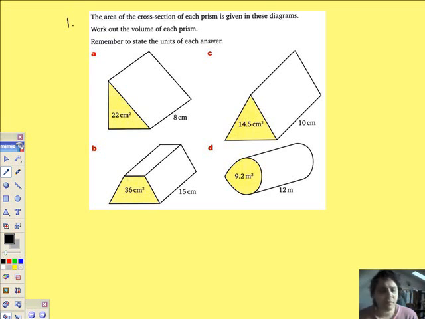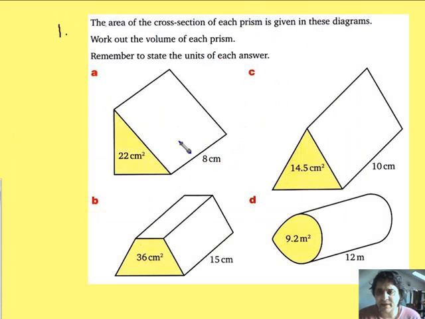11.2, the volume of a prism, page 180, 181. Now, the area of the cross-section of each prism is given in these diagrams. In other words, there's the area of each little bit shown, that's the area of that one. Work out the volume of each prism. Remember to state the units of each answer. Okay, then we can do that.